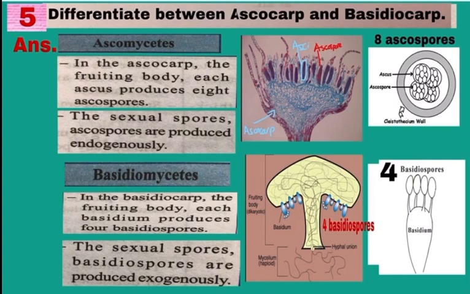Now come to Basidiocarp. They are found in class Basidiomycetes. See the diagram. Here the fruiting body is Basidiocarp and it has basidium. And each basidium produces 4 basidiospores. You can see in the diagram 4 basidiospores are developing from a single basidium. And these basidiospores develop exogenously, means externally or outside the basidium surface. So these are the differences between the Ascocarp and Basidiocarp.